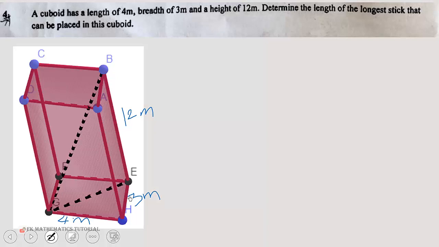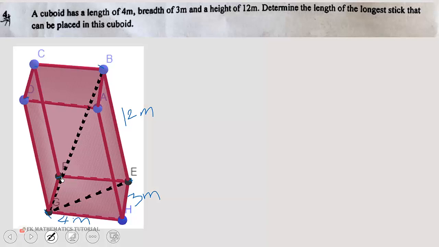So one of the sticks is EG. They all fit in the box. And one of them is GB. Now we can see that the longest stick that can be placed in this box is BG, which is the same as HC or ED or A to this point. That is the longest stick. They all have the same length.